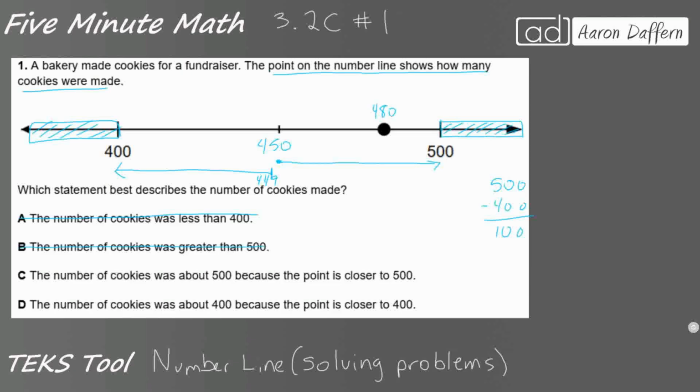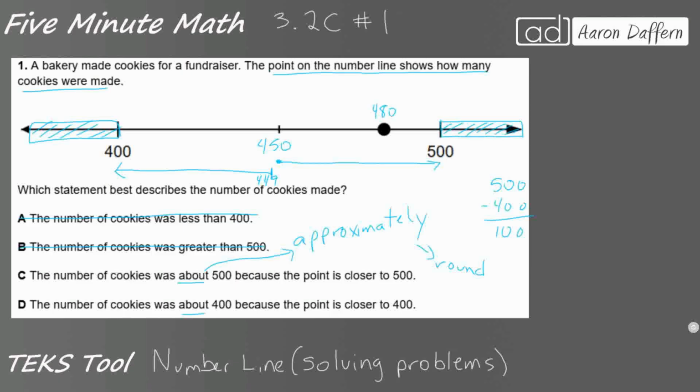Now, C and D are going to be the two we have to choose between. So let's look at both of them. The number of cookies is about. Now, this is a key word here. Whenever we see about, and then sometimes we might see approximately, which is a big long word, but it means about the same thing. That means we need to round, which is what we're doing here. We don't need the exact answer. We want to find the closest number that is easy to mentally use. In this case, it's going to be the nearest 100.